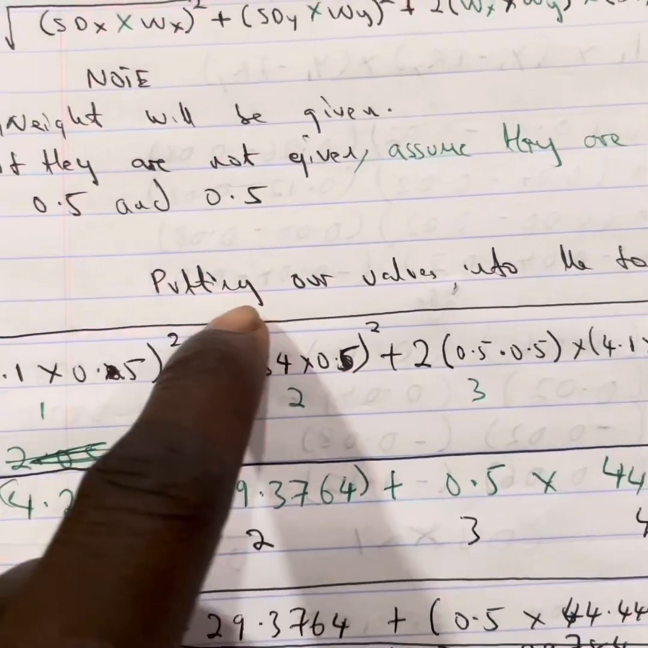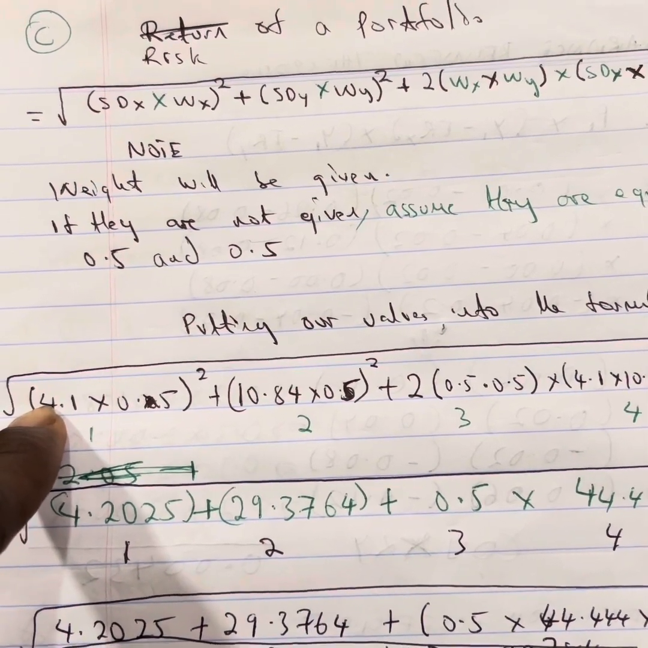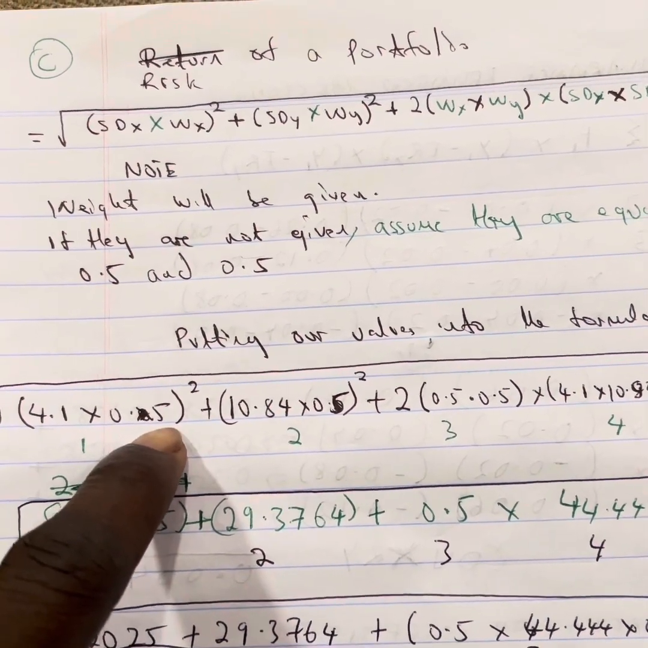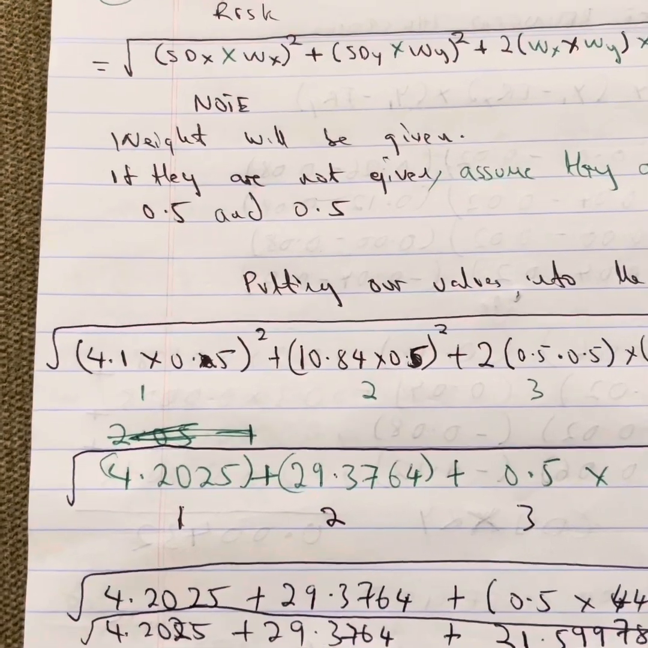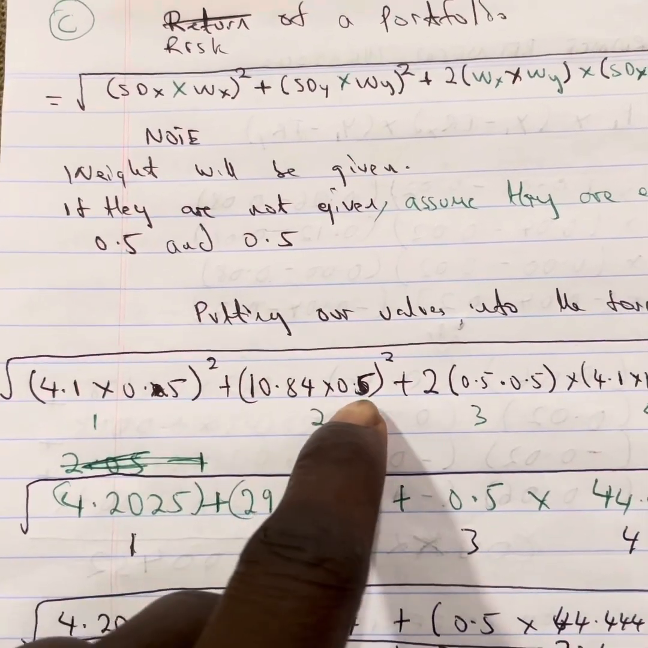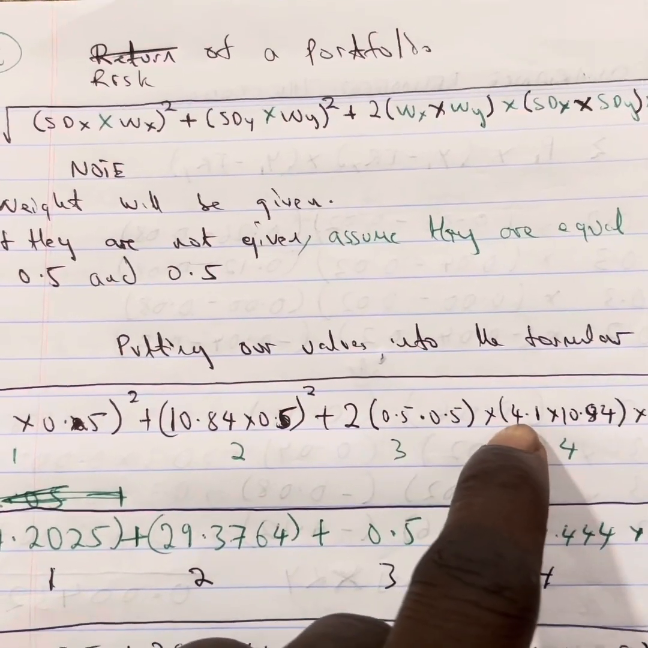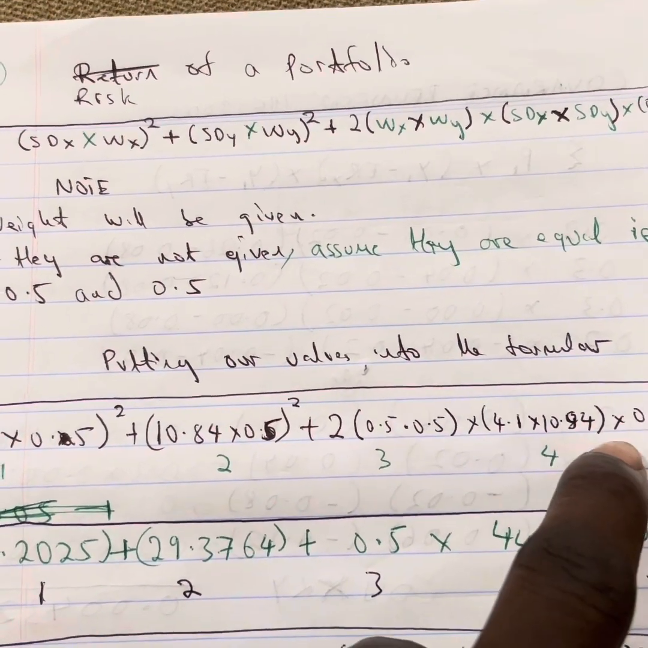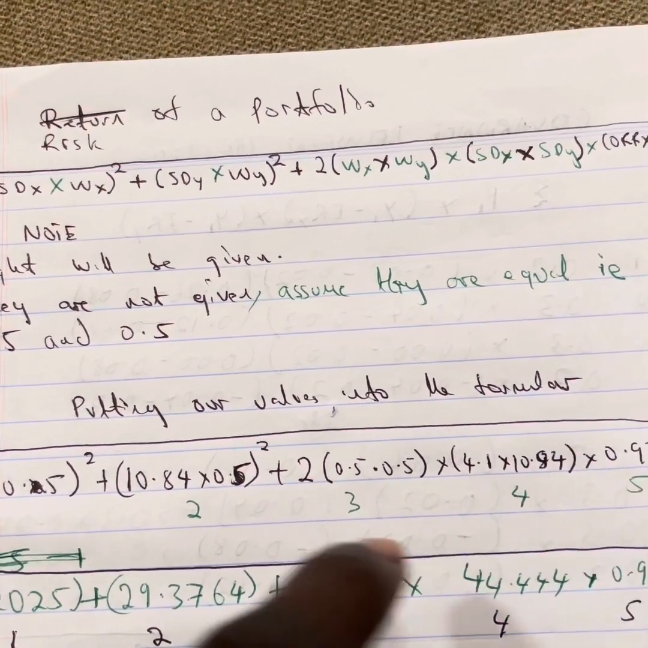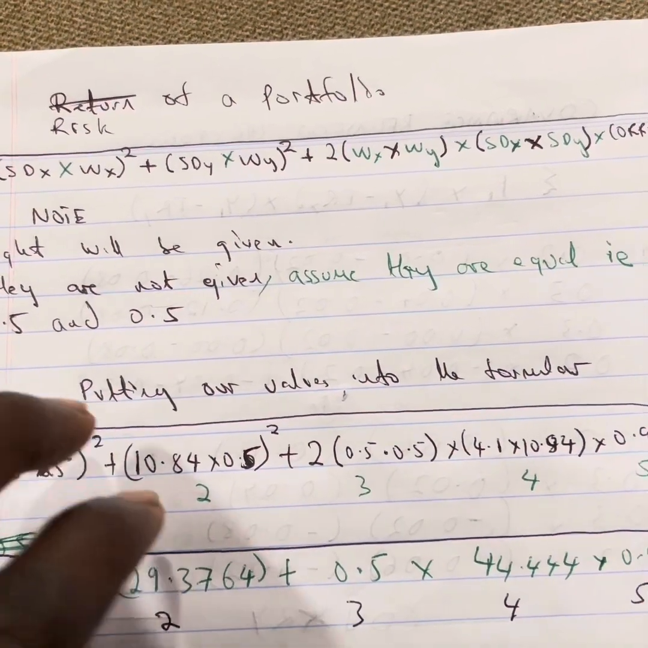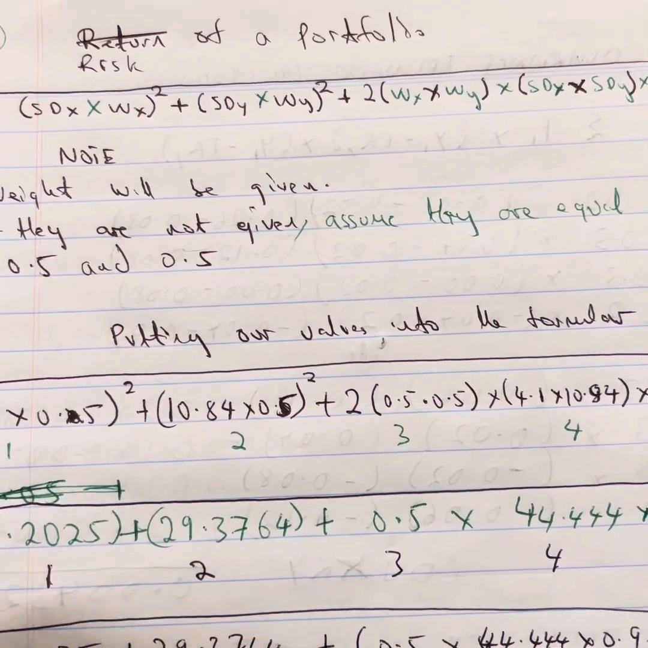Right, so when we want to put our values into the formula, we have 4.1 here as the standard deviation of X multiplied by 0.5, which is the weight of X, all squared, plus the standard deviation of Y multiplied by the weight of Y all squared, plus 2 times weight of X, weight of Y, multiplied by standard deviation of X, standard deviation of Y, multiplied by the correlation of X and Y. You notice I've done this numbering here 1, 2, 3, 4, 5 because people could get these formulas right and then still get the final answer wrong. So you have to do everything systematically.